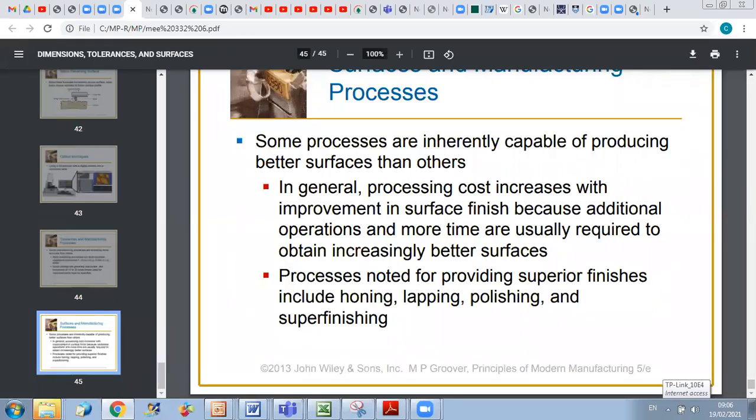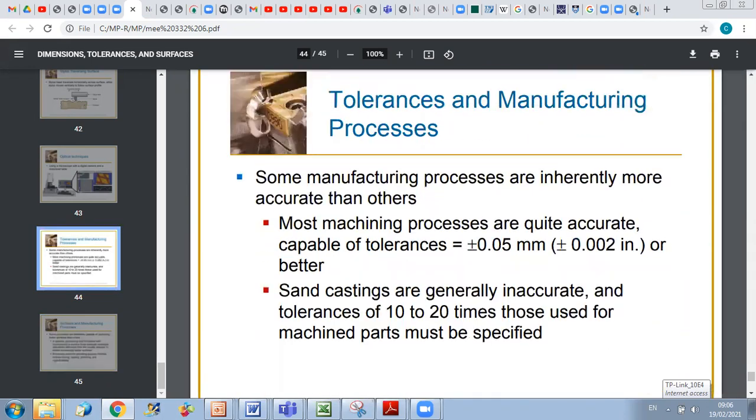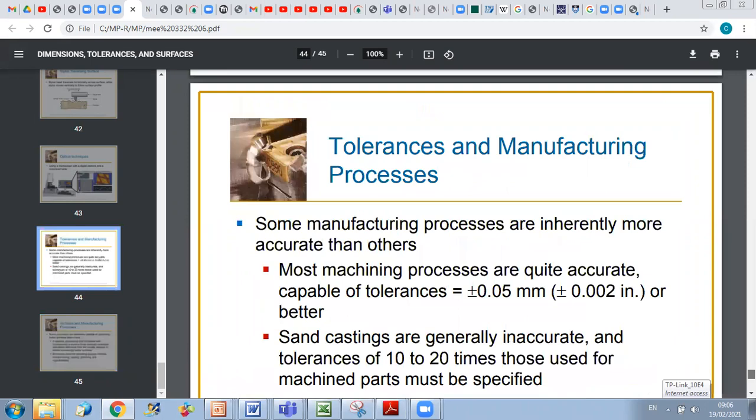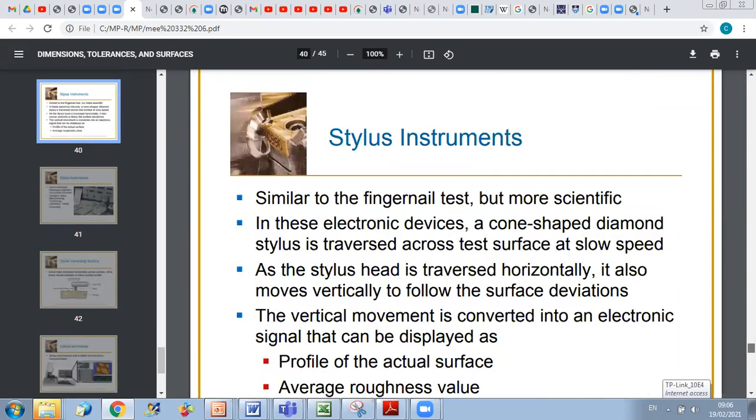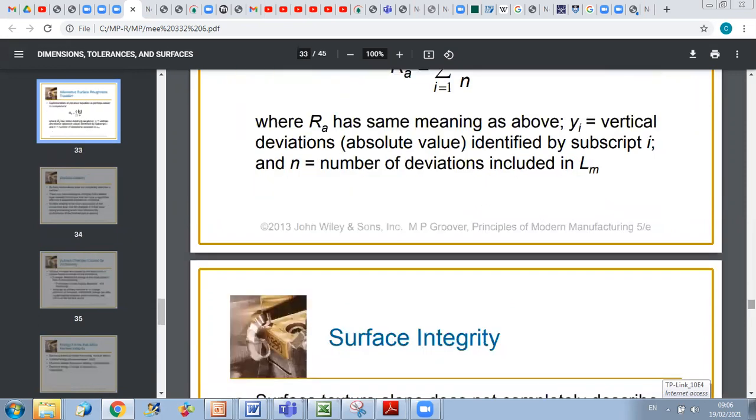So we'll continue today working on chapter 6. We have covered last time how to find the roughness of a surface by calculation. Okay. And now we will talk about the surface integrity.